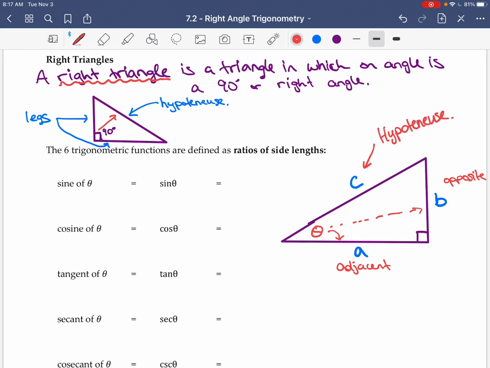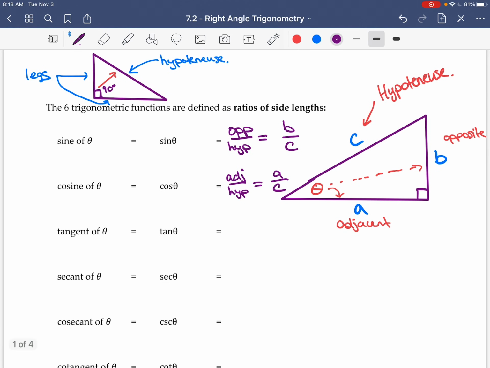So the sine of theta, which we normally write sin theta, is the opposite over the hypotenuse. So it's equal to B over C. It's the ratio of the opposite side divided by the hypotenuse. The cosine is the adjacent over the hypotenuse, so that's going to be A over C. The tangent is the opposite over the adjacent, so that's B over A.